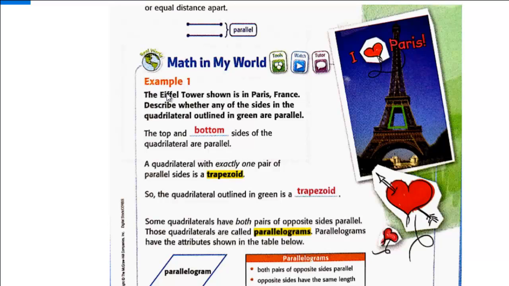Let's take the first example. Example number 1, the Eiffel Tower, shown in Paris. Describe whether any of the sides in the quadrilateral outlined in green are parallel. Here, the top and the bottom sides of the quadrilateral are parallel. This means that there is one pair of parallel sides, and this type of quadrilateral is called a trapezoid. A quadrilateral with exactly one pair of parallel sides is a trapezoid. So the quadrilateral outlined in green is a trapezoid.